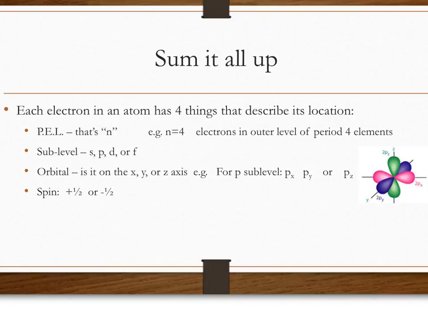To sum this up, there are 4 things that really describe an electron's location within an atom. It's PEL, principal electron level, that's N. It's sublevel, whether it's in the S, P, D, or F. And then it's orbital. Is that orbital arranged on the X, Y, or Z axis? For example, we've talked about this one here. Is it PX, PY, or is it PZ? There are different ways to describe these, and then within each orbital, whether it has a spin of positive or negative 1/2. Those are 4 ways that we can describe electrons: level, sublevel, orbital, and spin.